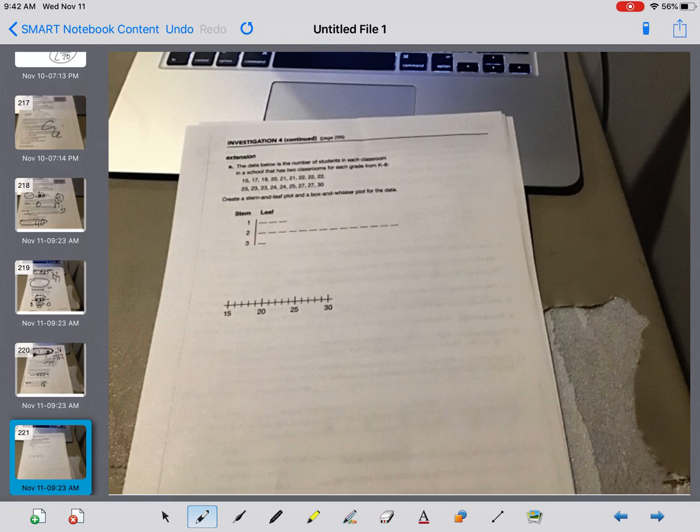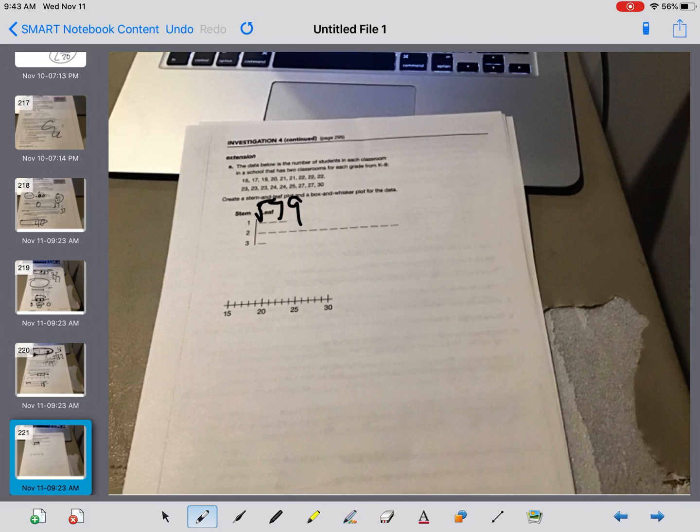We got one more we're going to practice on our own. They gave you data. It says the data shown is the number of students in each classroom in a school that has 2 classrooms for each grade in K through 8th grade. So step 1, I'm going to start writing these things in. So I'll show it in here, and then we're just going to do it on a piece of paper. So I have 15, 17, 19, and then your next row, I'll write it with you as we go through this on your piece of paper. So you're just breaking those things in half, guys. You had 20, 21, 21, 22, 22, 22, 23, 23, 23, 24, 24, 25, 27, 27, and a 30.